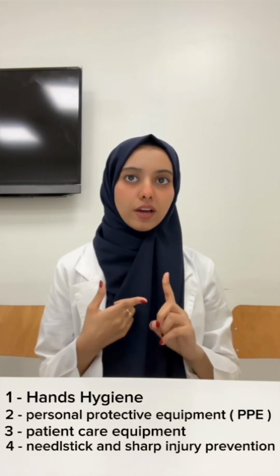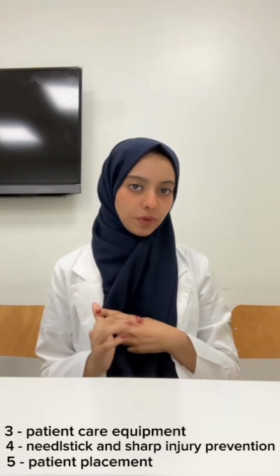The standard precautions include hand hygiene, personal protective equipment, which is called PPE, patient care equipment, needle stick and sharp injury prevention, and also patient placement. First, hand hygiene. Hand hygiene is very important for the healthcare worker, and they must clean their hands before and after every patient interaction, as well as after any contact with blood, body fluid or contaminated surfaces. Also, they should use an alcohol-based product for routine hand hygiene.